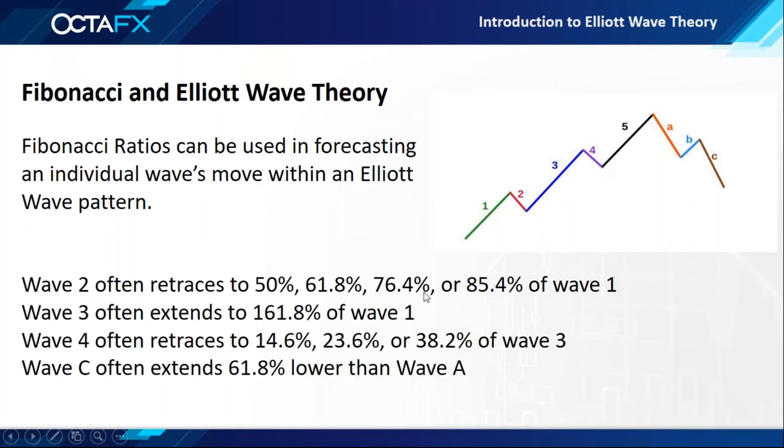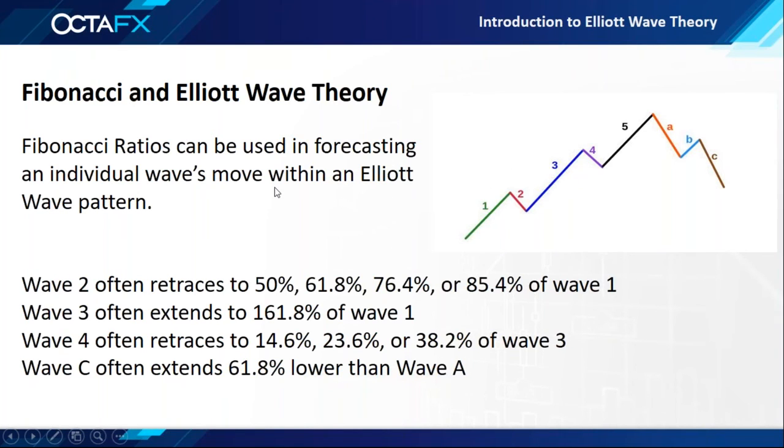Wave 3 often extends to 161.8 of wave 1. Wave 4, we're talking about retracements again to these Fibonacci ratios of the wave 3. You'll often see a retracement to 23% or 38% and so forth. Wave C, in the corrective move here, often extends 61.8% lower than wave A.